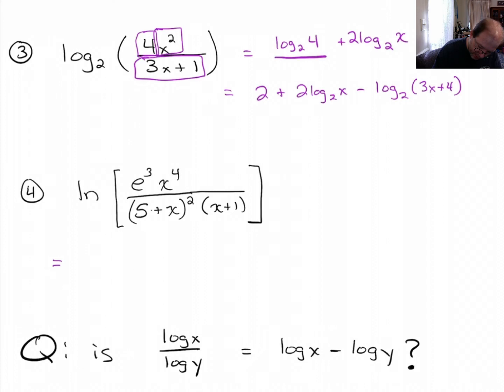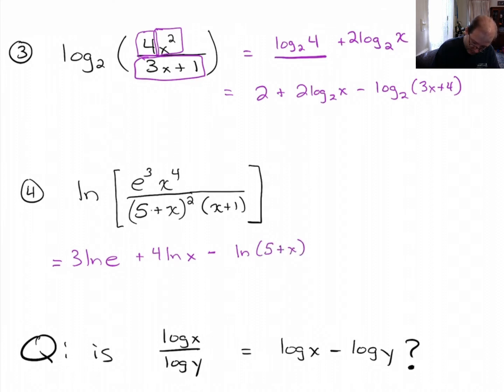the top would give us ln of e cubed. I'm going to move the 3 out front. Then ln of x to the fourth. But I'll power rule that 4 out front. And then the next 2 are going to be negative. Ln of 5 plus x squared. I'll put it out front. And then minus ln of x plus 1.